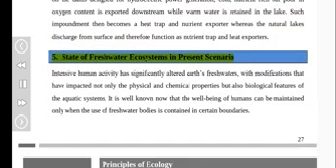5. State of freshwater ecosystems in present scenario. Intensive human activity has significantly altered Earth's freshwaters, with modifications that have impacted not only the physical and chemical properties but also biological features of the aquatic systems. It is well known now that the well-being of humans can be maintained only when the use of freshwater bodies is contained within certain boundaries.